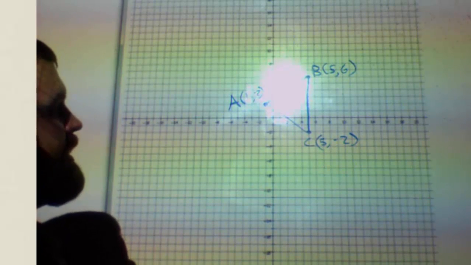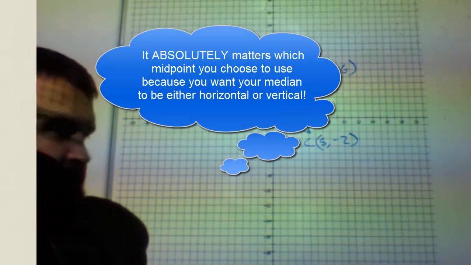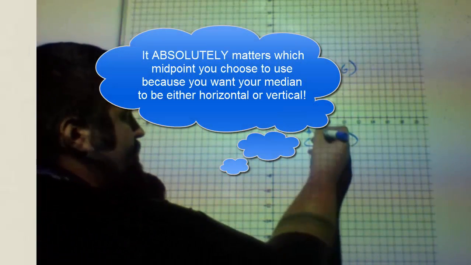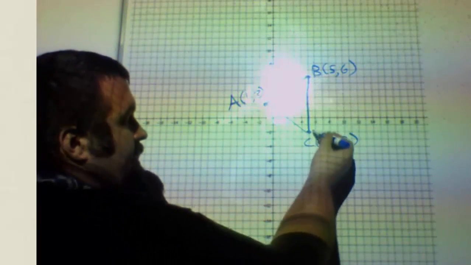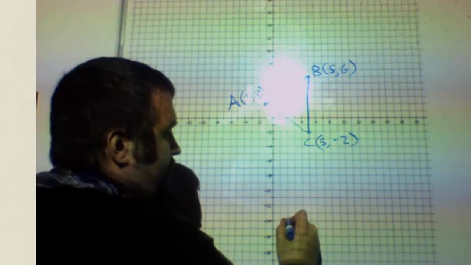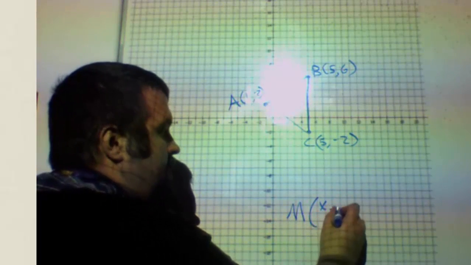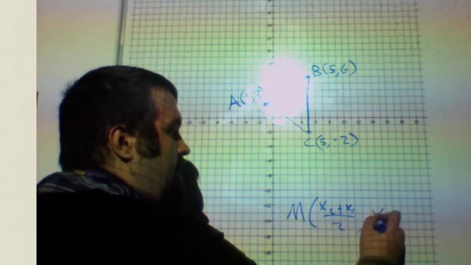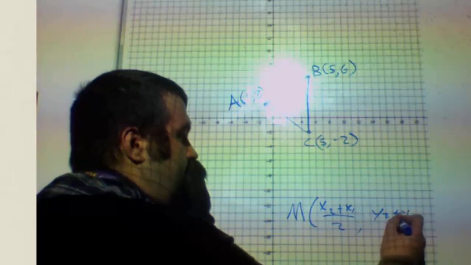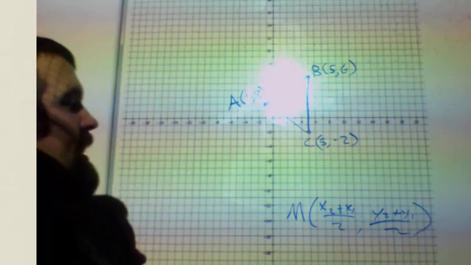Now, the easiest way to do this is usually to find one of them that is horizontal or one of them that is vertical. But it doesn't matter which point you choose. So, I'm going to just do the midpoint on the right side here. The midpoint will be halfway between on this side. The midpoint formula, if you remember correctly, is x2 plus x1 over 2, comma, y2 plus y1 over 2, and that is the midpoint formula.